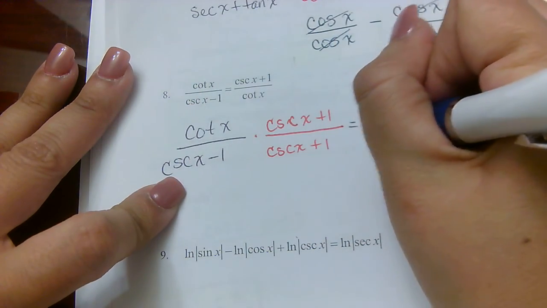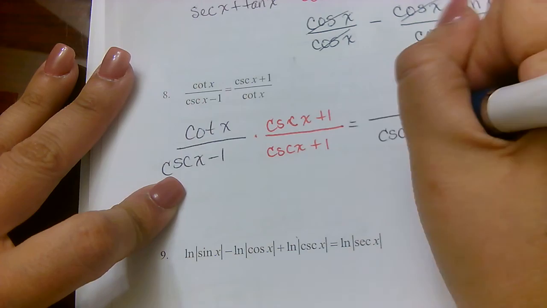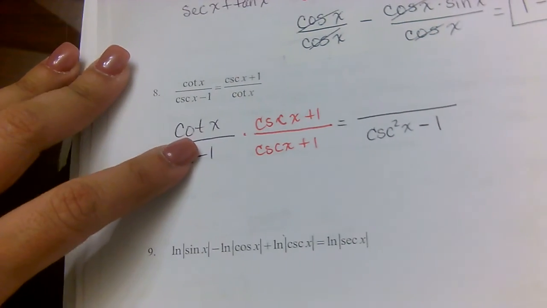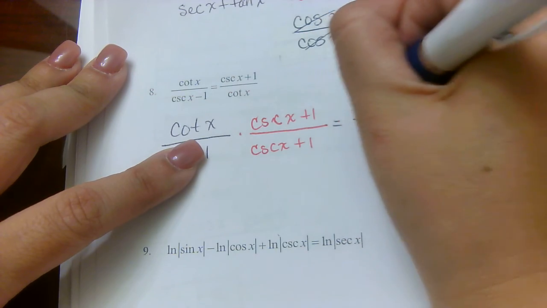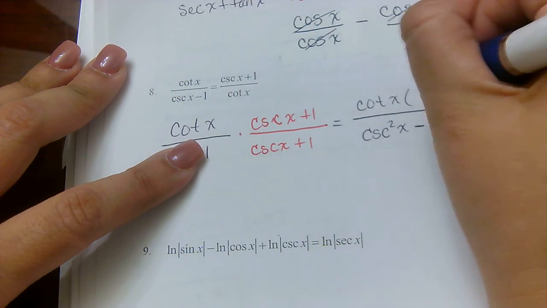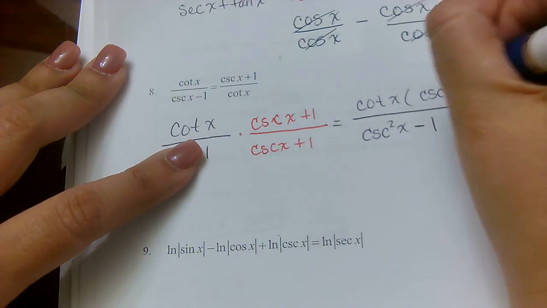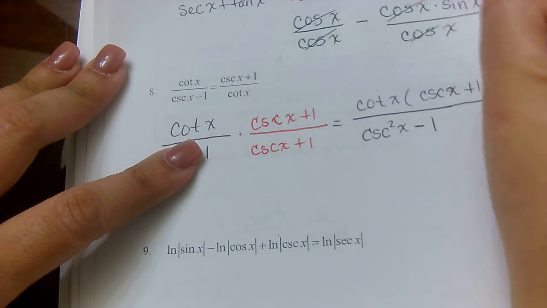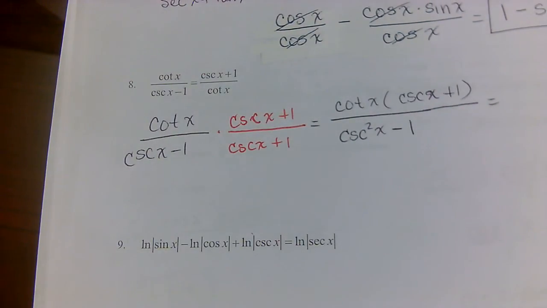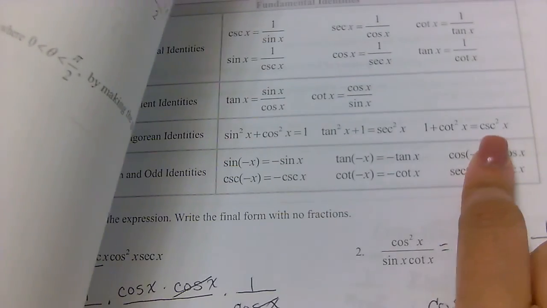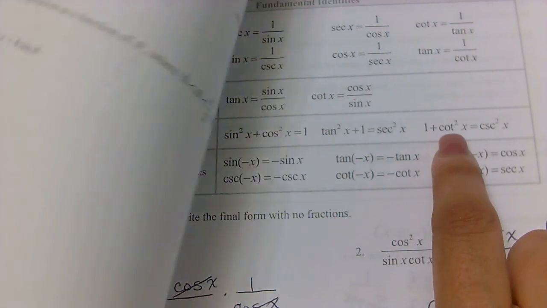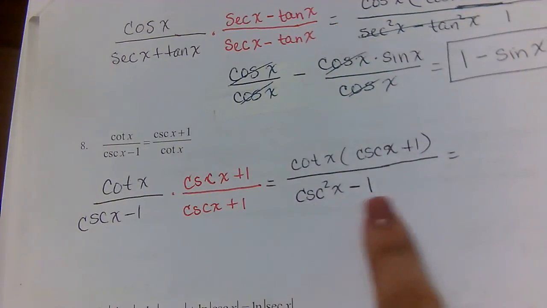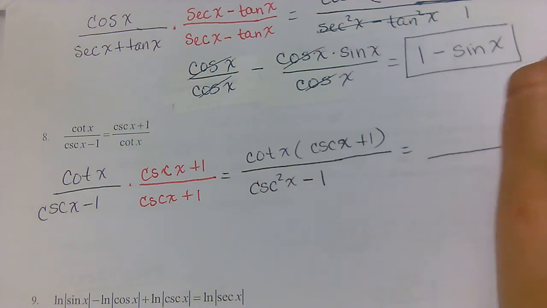Okay. First times first, last times last. That's going to be cosecant squared x minus 1. And then in the numerator, it's going to be cotangent. I'm going to go ahead and just write it as cotangent cosecant plus 1. Okay. Cosecant squared minus 1. Let's go back to those identities. Cosecant squared, if I subtract 1, I'm left with a cotangent squared. So all of this is going to be equal to a cotangent squared.